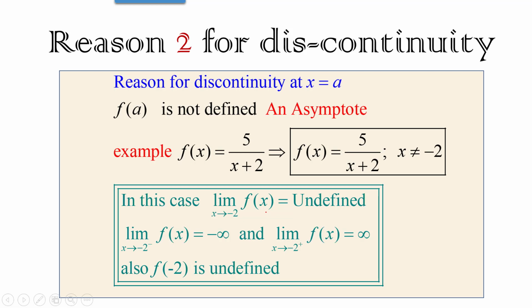So the only time the limit will be defined at a given point is when the limit from the left hand side and the right hand side have the same value. In this case, because they have two different values, the limit is undefined. So it has failed all three tests. The first test was the function is not defined at negative 2. The second is the limit does not exist, so it's failed the test. And the third is the lower limit and the upper limit are not equal. So this particular case has failed all three tests.